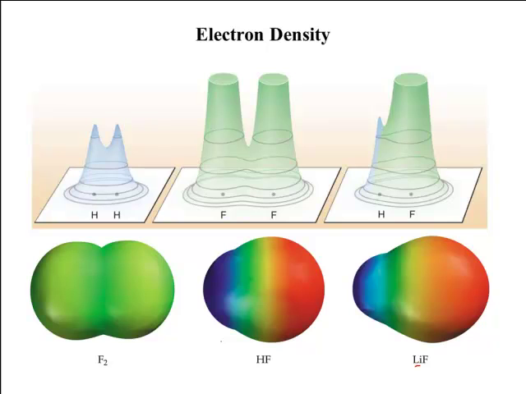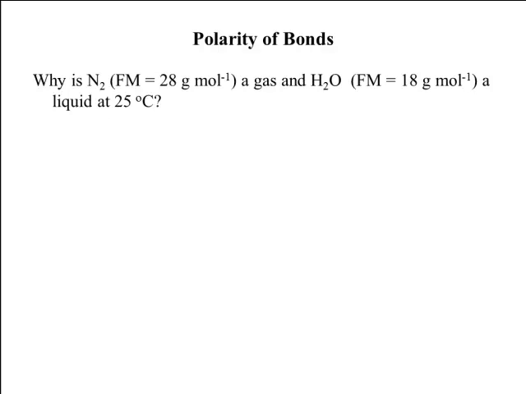Now, why is it important to know this? Well, knowing the polarities of these bonds is going to help us predict polarity of molecules, and polarity of these compounds is going to help us predict a lot of different properties. One example we could look at is nitrogen, N2, which is a gas at room temperature. H2O, water, is a liquid at room temperature.